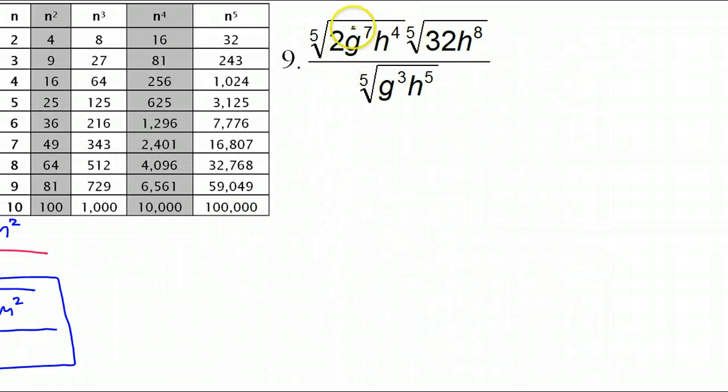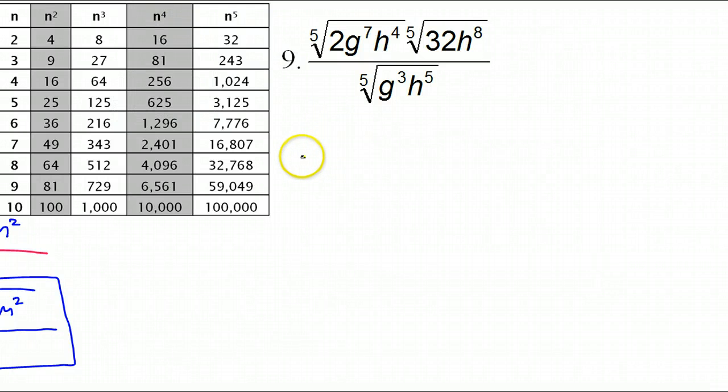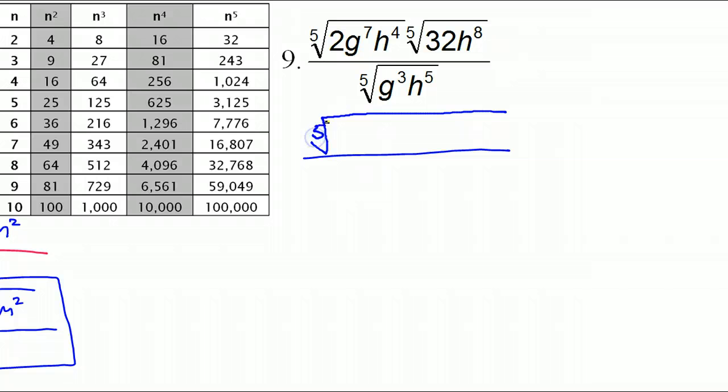Alright, number 9. Let's see. First, I'm going to put the numerator stuff together under one radical. Since the roots are the same, I can multiply. So this is going to be the 5th root of 64. Let's see, I've got my g to the 7th. It's the only g. Alright, and 8 plus 4 is 12, so that'll be h to the 12th power.